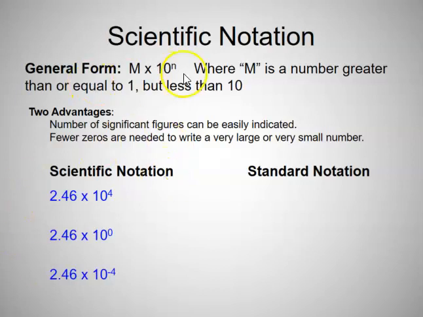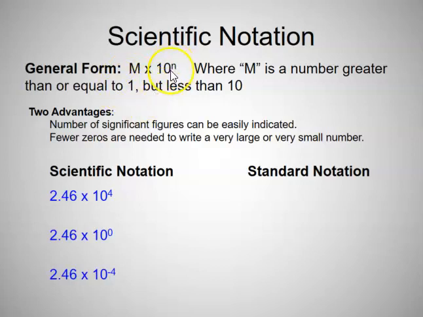All right, so scientific notation has this general form of m times 10 to the n, where this number out front, m, is going to be greater than or equal to 1, but always less than 10. And this is just going to be a number. Might be positive, might be negative.